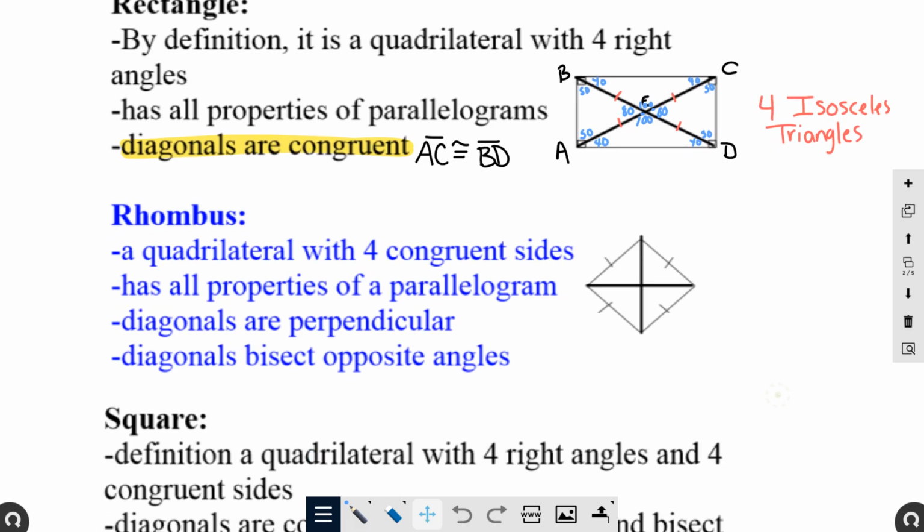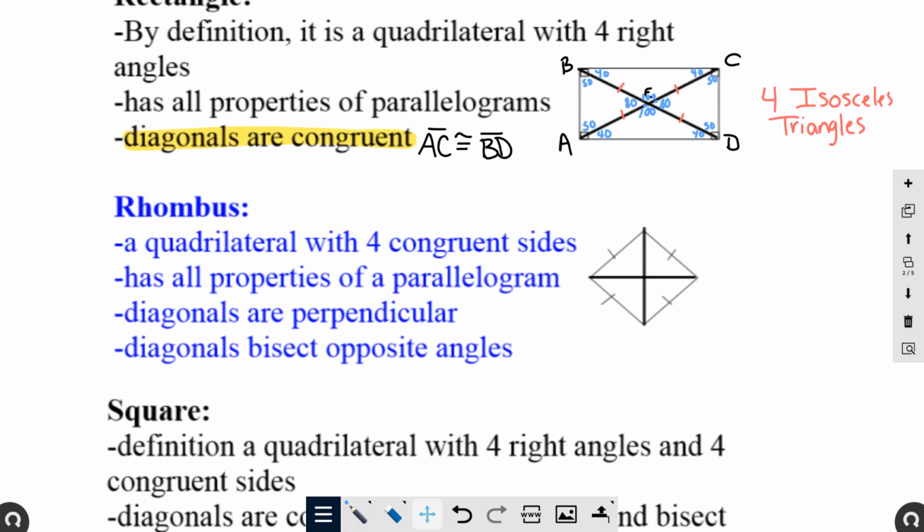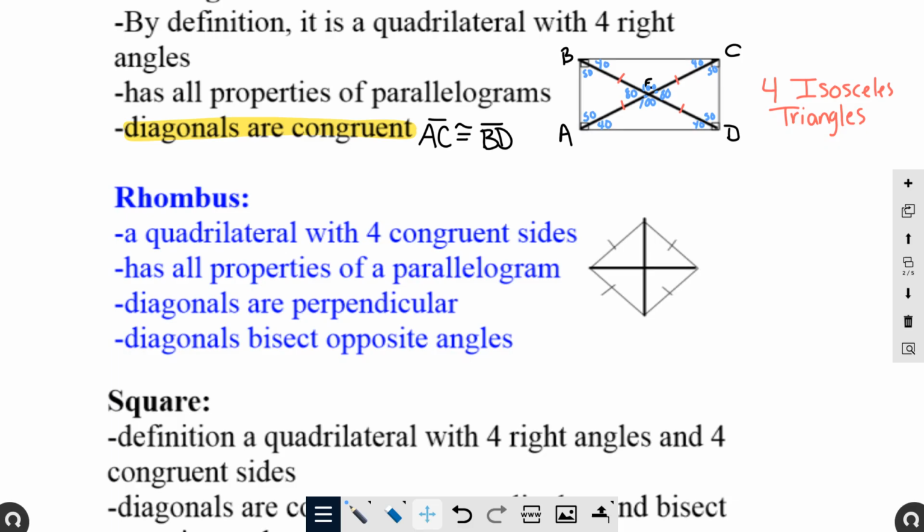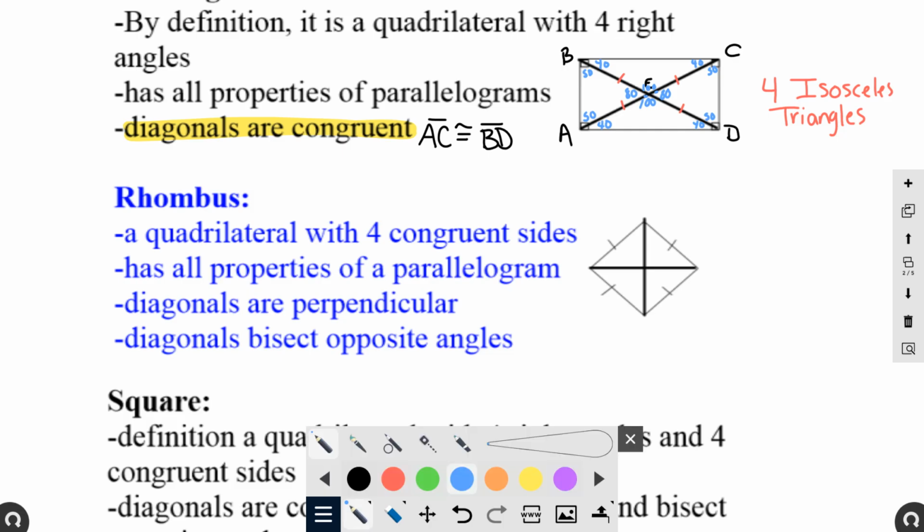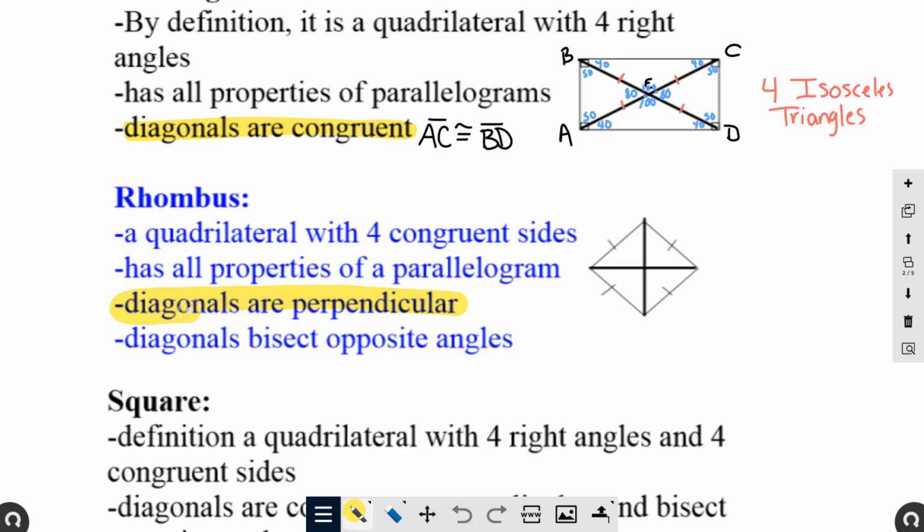So a rhombus is a quadrilateral with four congruent sides. That's the definition, okay? But it also has all the properties of a parallelogram. And we add on these two extra properties. The diagonals are perpendicular and the diagonals bisect opposite angles.